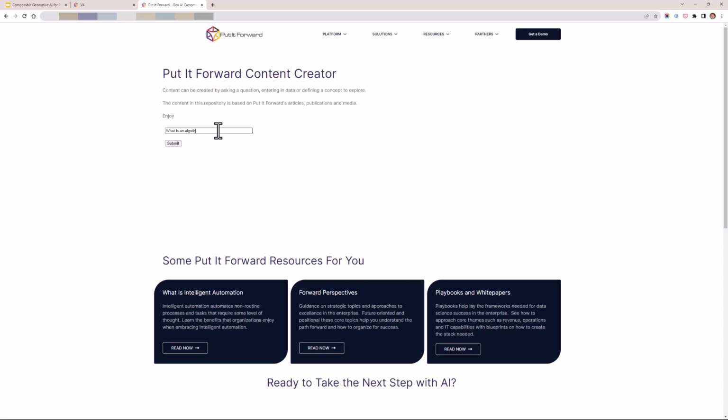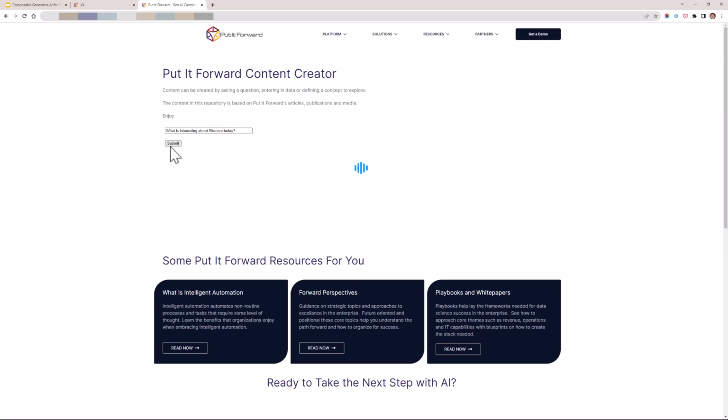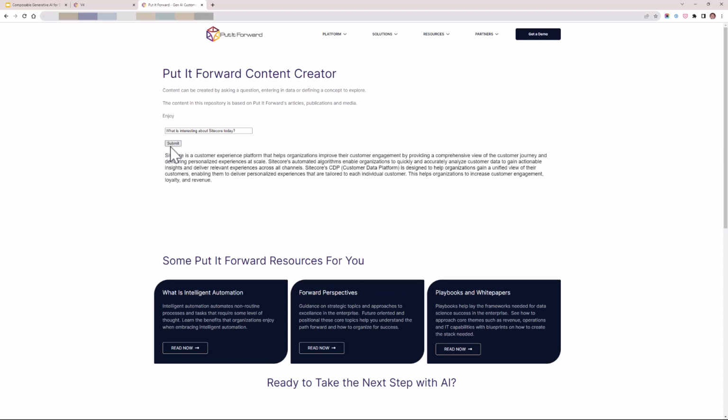Let's ask the same question. What is an algorithmic CDP? Deliberately, I added a misspelling into that to see if it tricks it and whether it actually understands the error, so we can see what comes back from it. Now we could also ask other questions, like what is interesting about Sitecore today, and it will also work with the data sets that we have available to it, and it will provide us a response around those things.